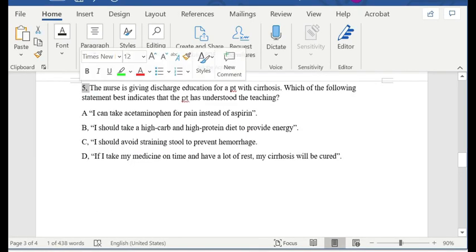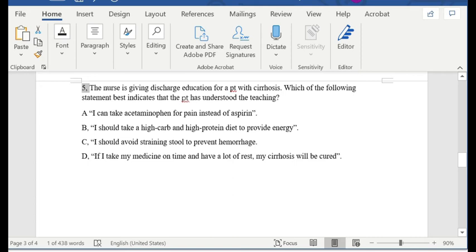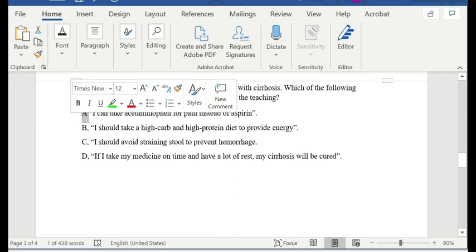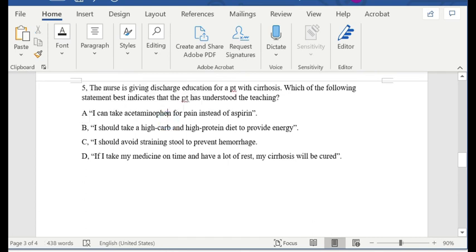Five, the nurse is giving discharge education for a patient with cirrhosis. Which of the following statements best indicates that the patient has understood the teaching? A, I can take acetaminophen for pain instead of aspirin. Wrong. The patient should not take Tylenol for his pain because Tylenol is possibly hepatotoxic.